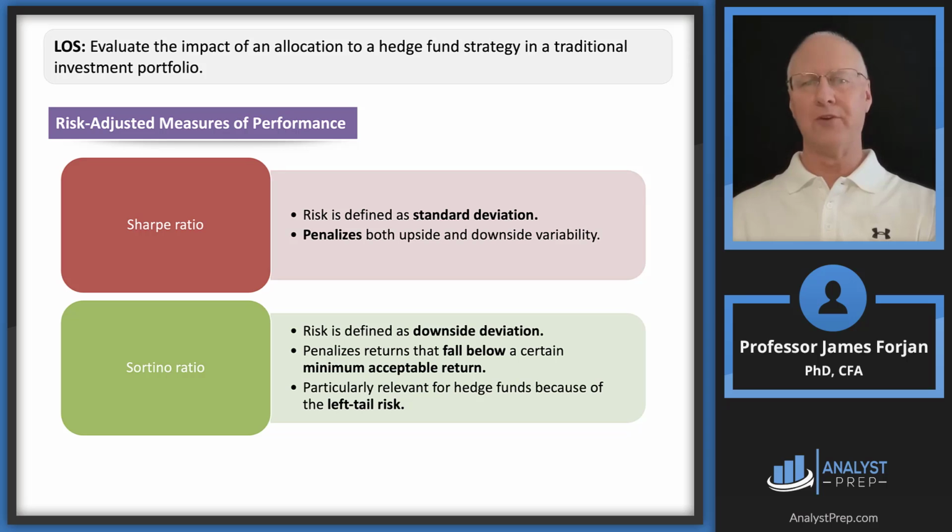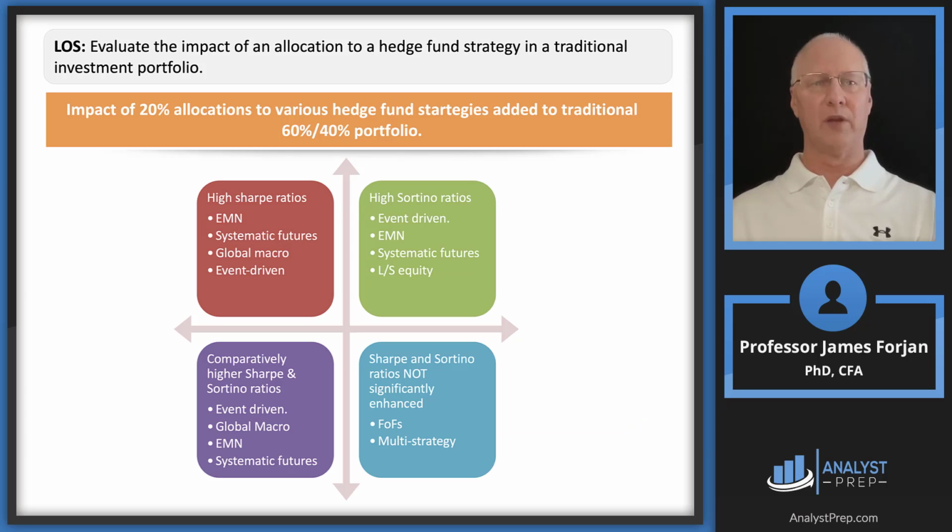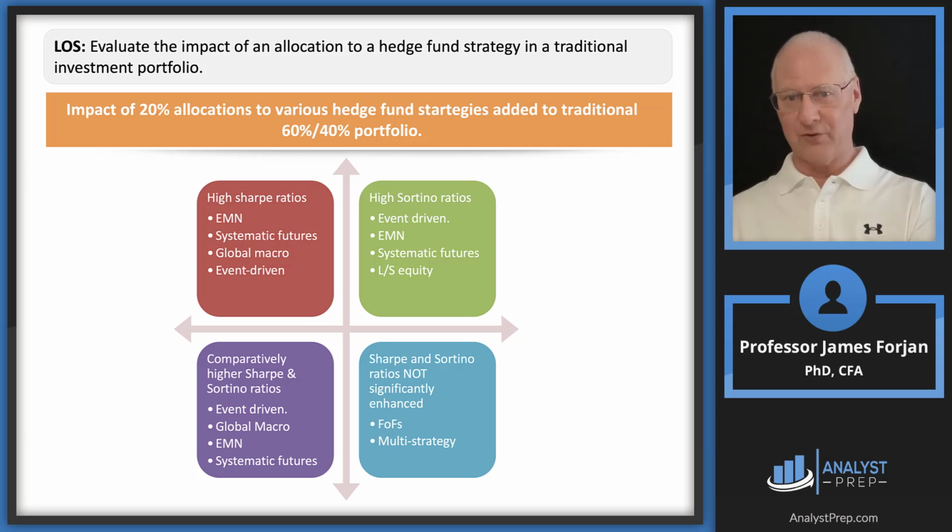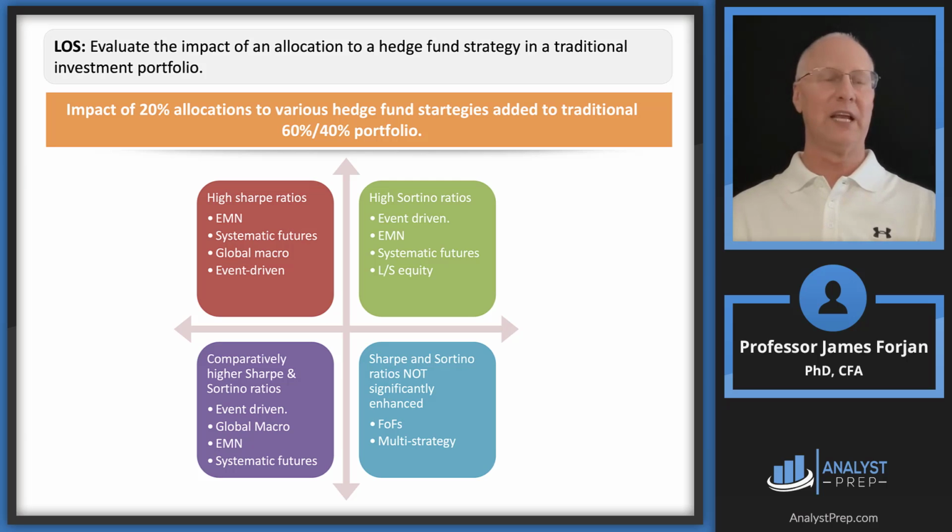Here's just a summary of what I just said, right? Sharpe, standard deviation. Sortino, there's the downside deviation there. That makes perfect sense. High Sharpe ratios, high Sortino ratios, comparatively higher Sharpe and Sortino ratios, Sharpe and Sortino ratios not significantly enhanced. So get your phone out and take a picture of this.